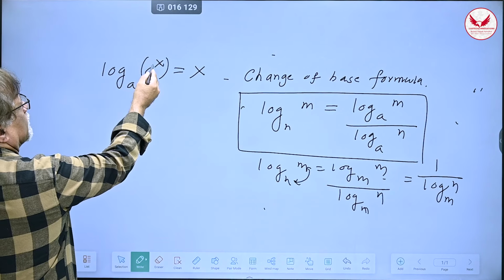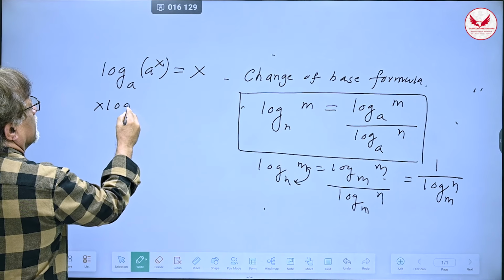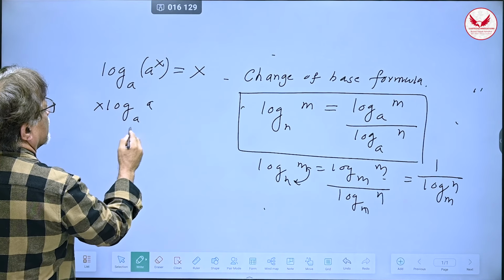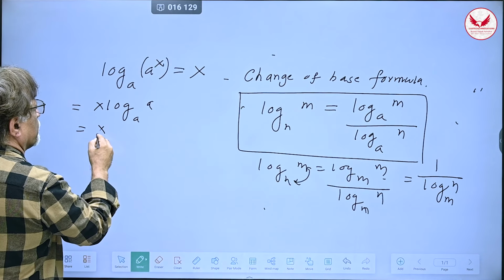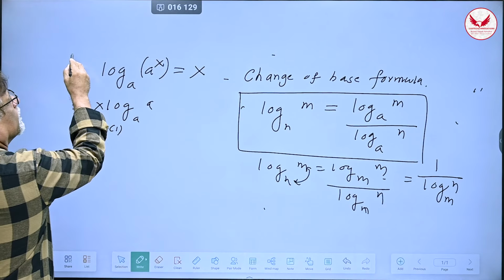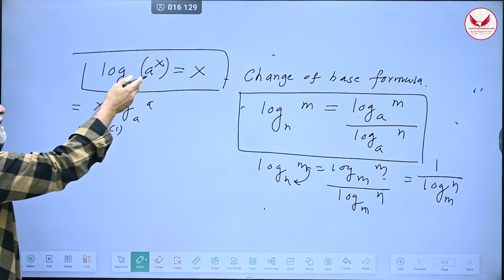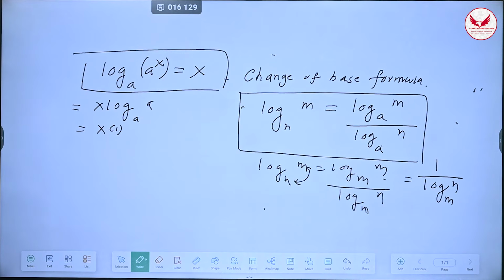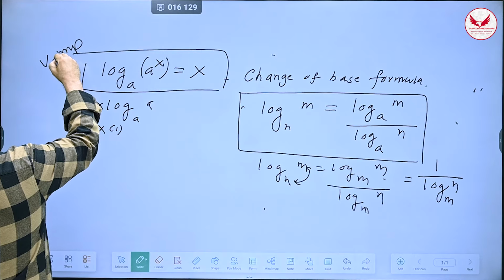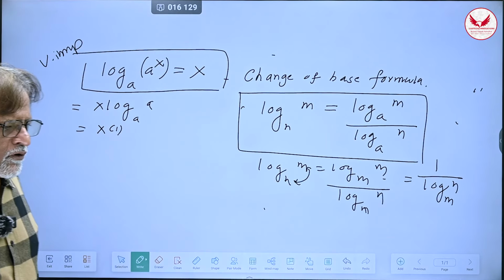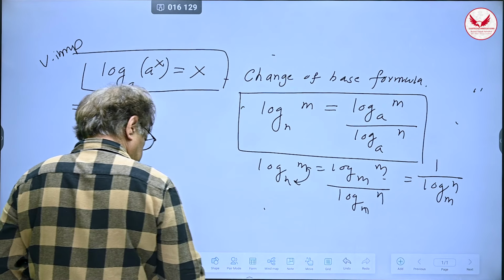You can see that one law tells you that x comes here. So this is actually x log of a to the base a, correct? Now log of a to the base a is 1. So therefore the answer is 1. So log of a raised to x to the base a is nothing but x. Very, very important law. I am going to use it many, many times while solving the problems. So these are the laws of logarithm, okay?